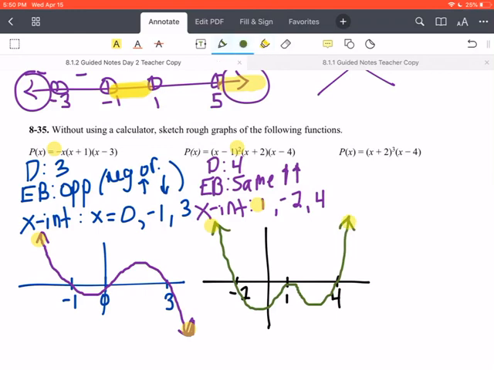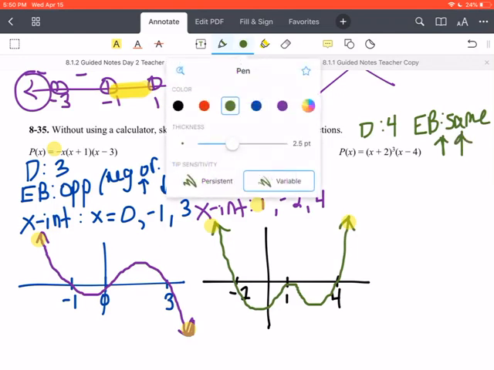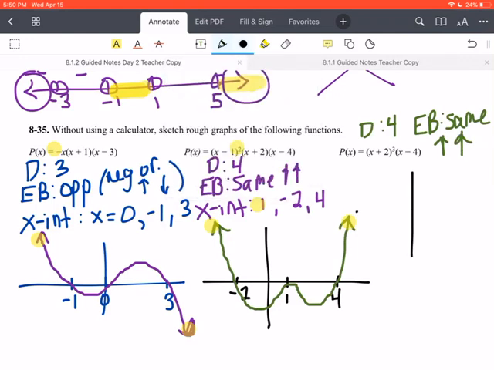Okay, and on this final one, I see that I have a degree of, what is it? It's 4. So that means that the end behavior is going to be the same. And again, I don't see any negatives, so it's going to be like a normal parabola. I'm going to go ahead and draw in my intercepts. So what are my x-intercepts in this case? It's going to be negative 2. And we are going to say that negative 2 is a triple root because it is repeated 3 times. And then we have a positive 4.